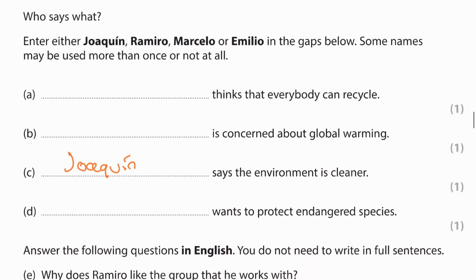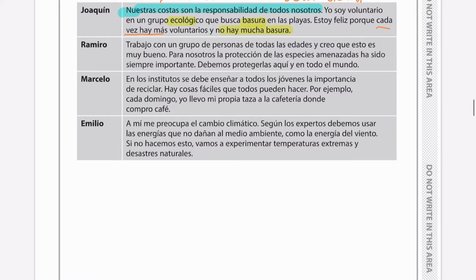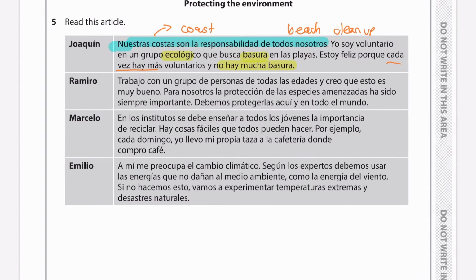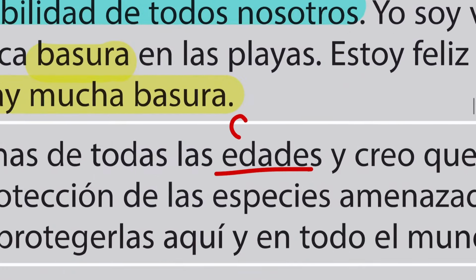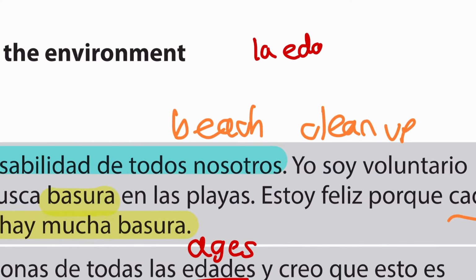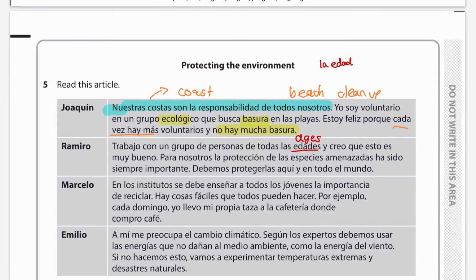It's slightly tricky here. But again, process of elimination, they're normally not going to have 2 or 3 being repeated. Anyway, let's read it, Ramiro, shall we? So, trabajo con un grupo de personas de todas las edades. I love this word edades because no one seems to know what it means. Ages. Please learn the word edades is ages, and la edad, singular obviously being just the age. Y creo que esto es muy bueno. So he likes the fact that, oh, it's all different ages.